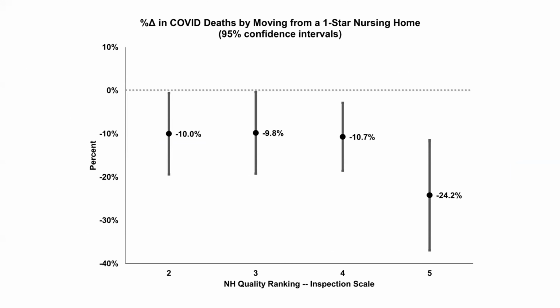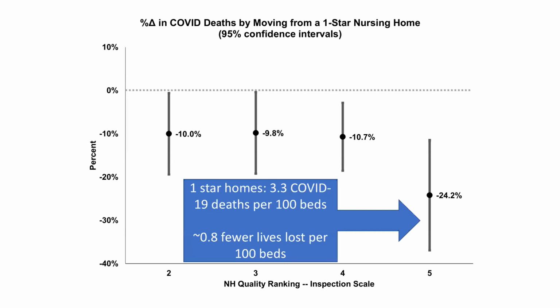You can see pretty clearly that as the nursing home quality ranking increases, the percentage of COVID-19 deaths declines. So this says that 5-star homes have 24% fewer COVID-19 deaths than a 1-star home. If we want to think about how large that is in terms of human lives, a 1-star home has about 3.3 COVID-19 deaths per 100 beds. That means that at a 5-star home, there are about 0.8 fewer lives lost per 100 beds.